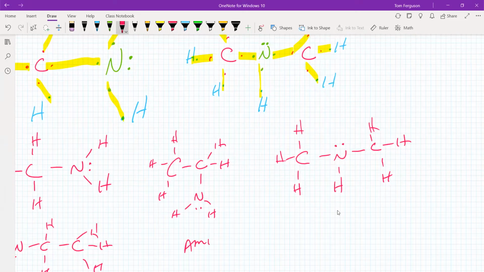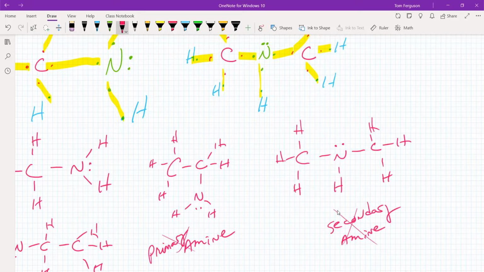And this is called a amine. Primary amine. This would be called a secondary amine. And for this class, you don't have to worry about that. I'm just telling you the names. Okay. Chemically, these are going to act similarly because they're both amines, but not the same. Not the same. Okay.